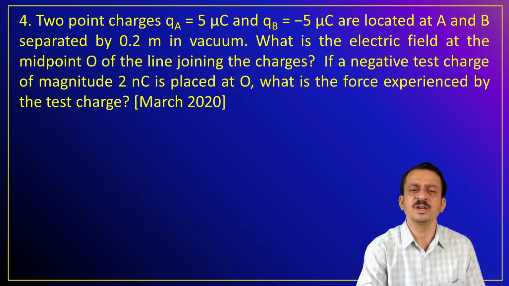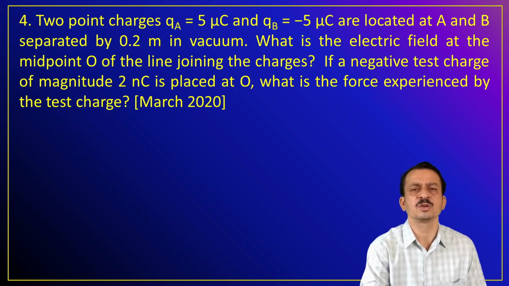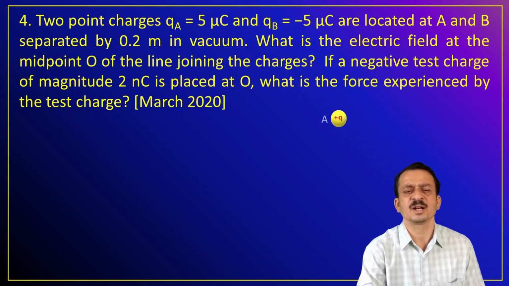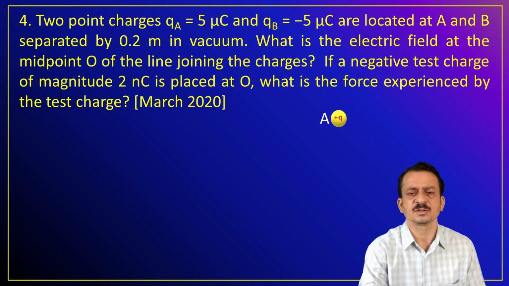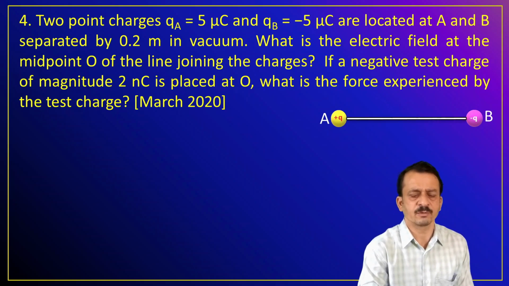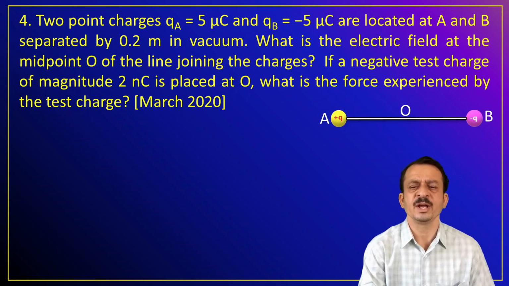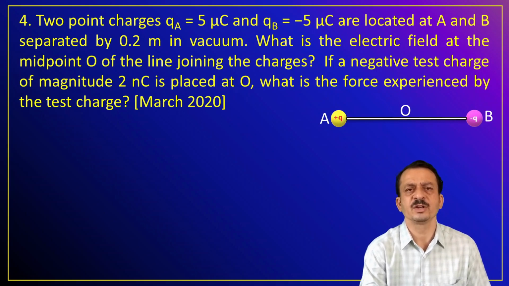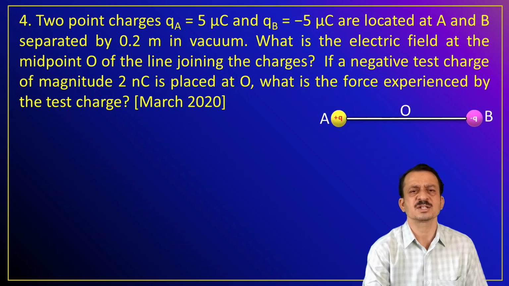Now this is similar to the first problem. Here they have given 2 charges. Look here. A positive charge is given at point A and we have a negative charge at point B. They are separated by a distance of 0.2 meter. They have given it here in terms of meter. Now consider the midpoint O. At that point, we have to find the electric field due to the individual charges.